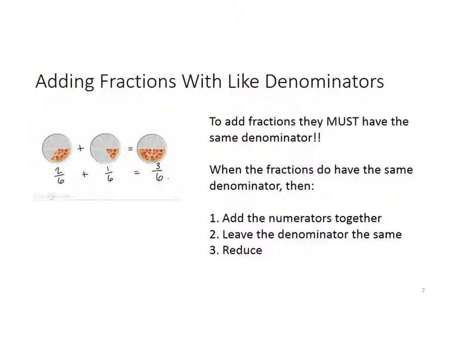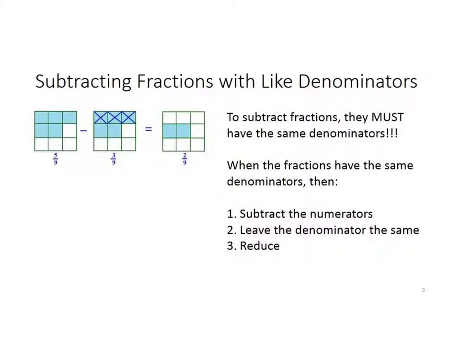Number 1, add the numerators together. 2, leave the denominator the same, and then 3, reduce. Subtracting fractions is the same. You must have the same denominator once again so that you have the same size pieces. Again, it's simple as steps 1, 2, 3. You subtract the numerator only. Step 2, leave the denominator the same, and then 3, reduce.